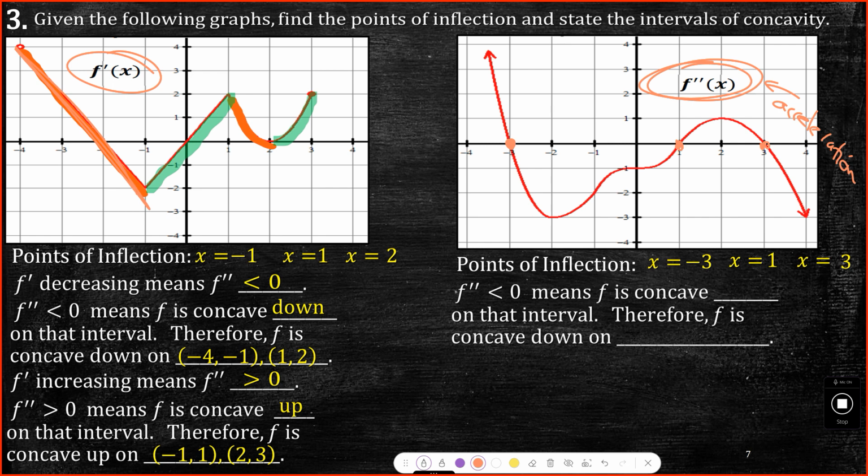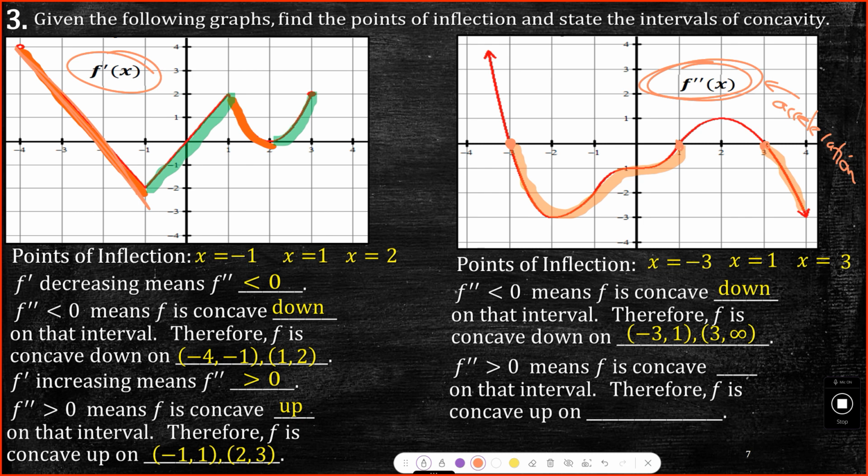F double prime is less than 0 means f is concave down on that interval. Therefore, f is concave down on negative 3 to 1 and then comma, 3 to infinity. F double prime is greater than 0 means f is concave up on that interval. Therefore, f is concave up on negative infinity to negative 3, 1 to 3.